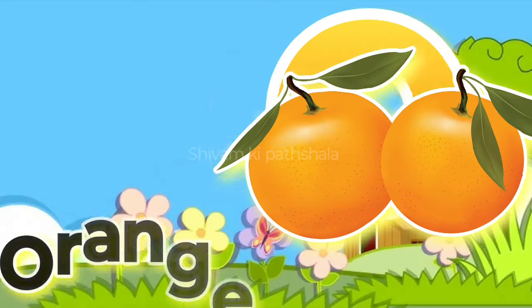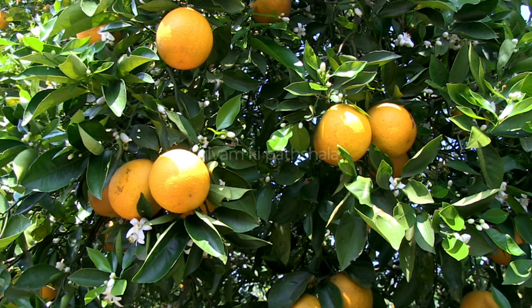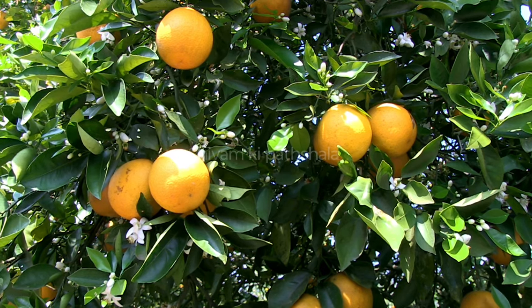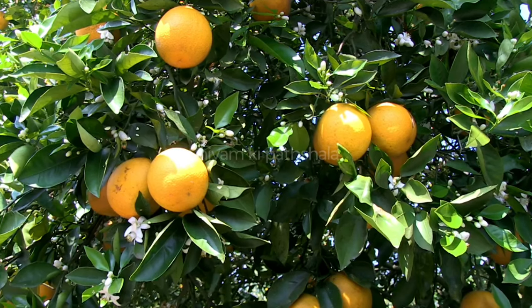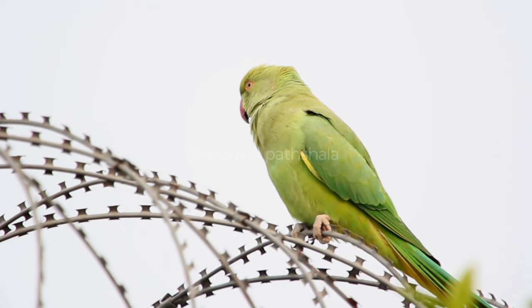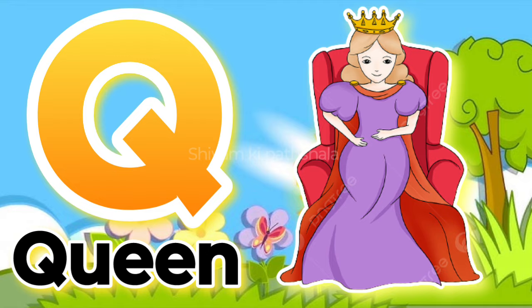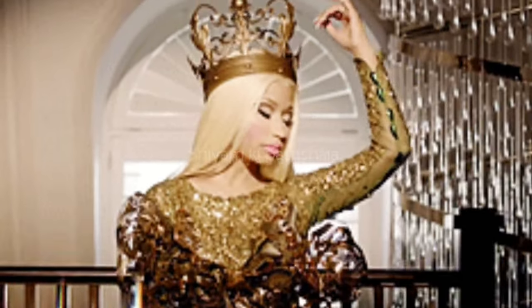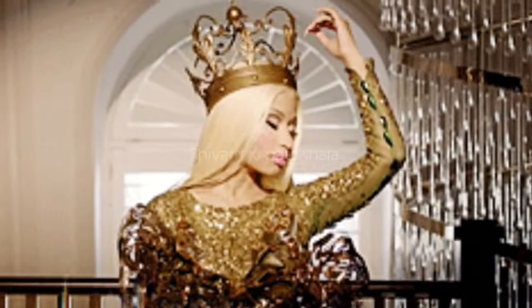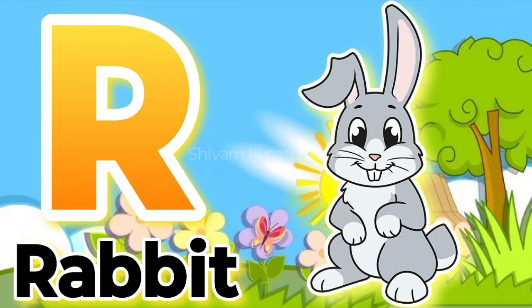O for orange. O for orange. P for parrot. P for parrot. Q for queen. Q for queen. A, B, C, D, E, F, G, H, I, J, K, L, M, N, O, P, Q, R, S, T, U, V, W, X, Y, and Z. R for rabbit.